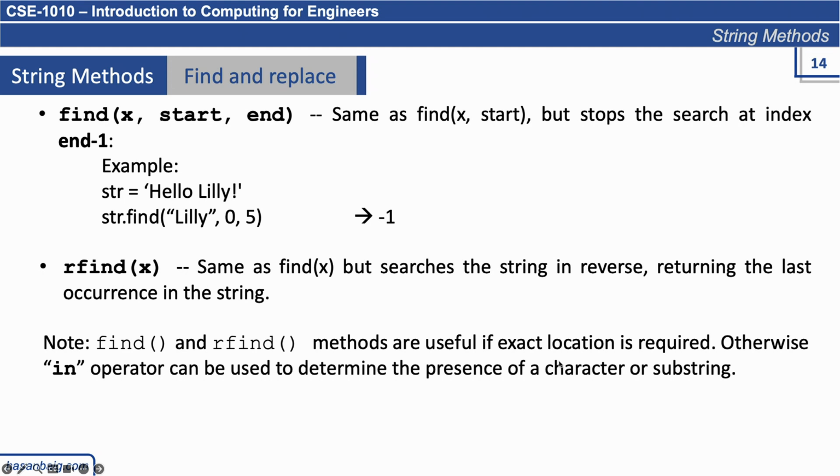Otherwise, let's say I live in Stamford, and you want to find out if Stamford is a part of a string, you can simply run Stamford in a string. The in operator can be used if we do not know the exact location of the substring or character, or if you are not interested in grabbing the index. Otherwise, we should be using find or rfind if you want to grab the index values.